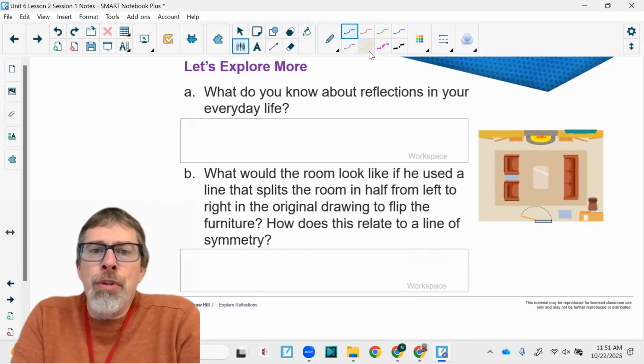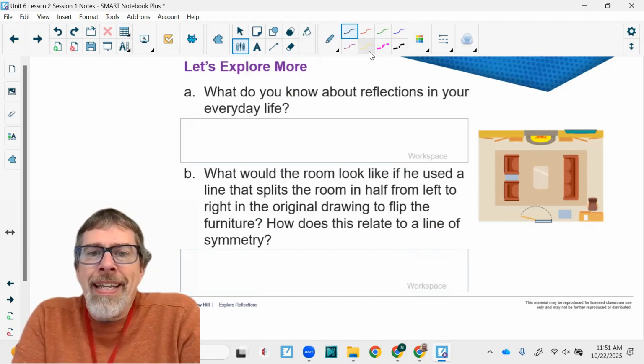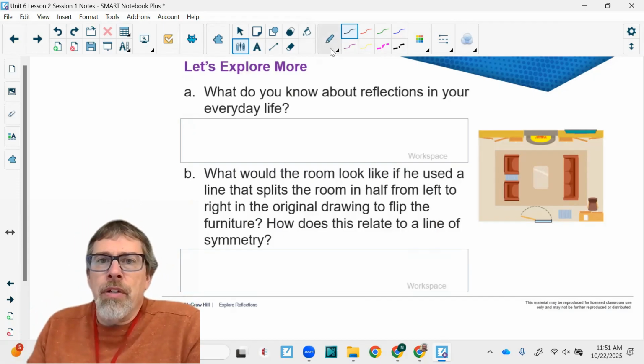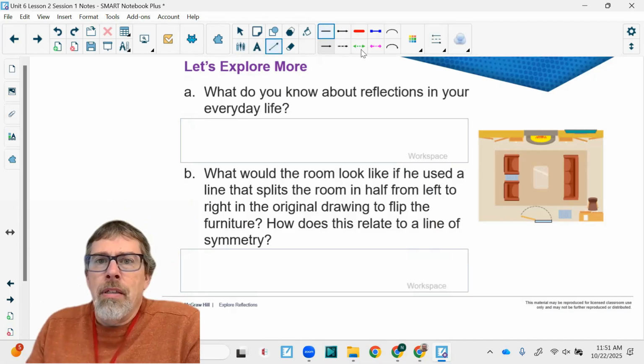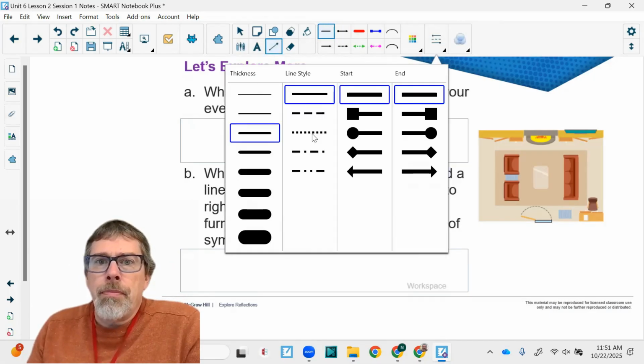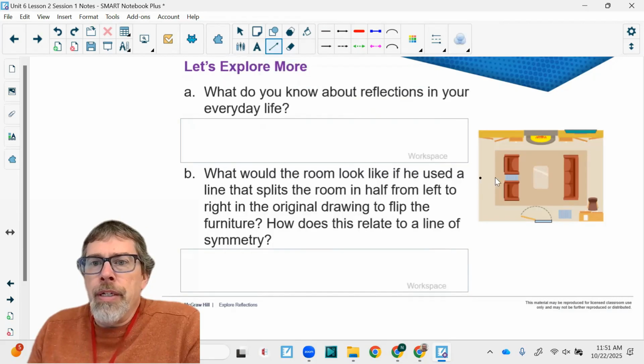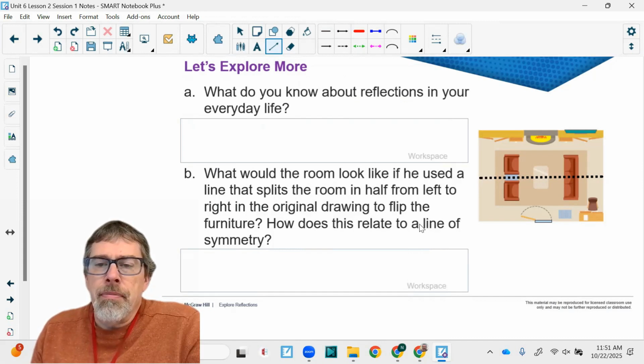B, what would the room look like if he used a line that splits the room in half from left to right of the original drawing to flip the furniture? Okay, so this is what they're saying now. Let me get a line and I'll make it dashed. And now they're saying to do it here. So what would the room look like if you used the line to split the room in half from left to right? Is that what they're saying? In the original drawing, to flip the furniture.